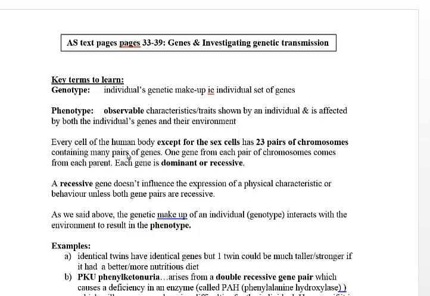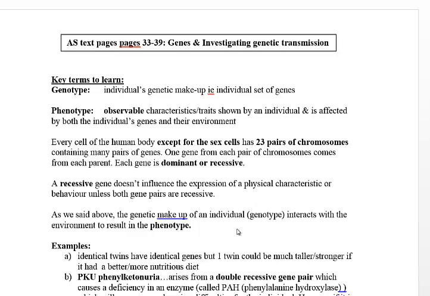Every cell, except for the sex cells, has 23 pairs of chromosomes, and a gene from each pair comes from each parent. You probably remember this from biology. Each gene is dominant or recessive. A recessive gene doesn't influence the physical characteristics, but it does if both genes in the pair are recessive, and then obviously we will see that characteristic shown.